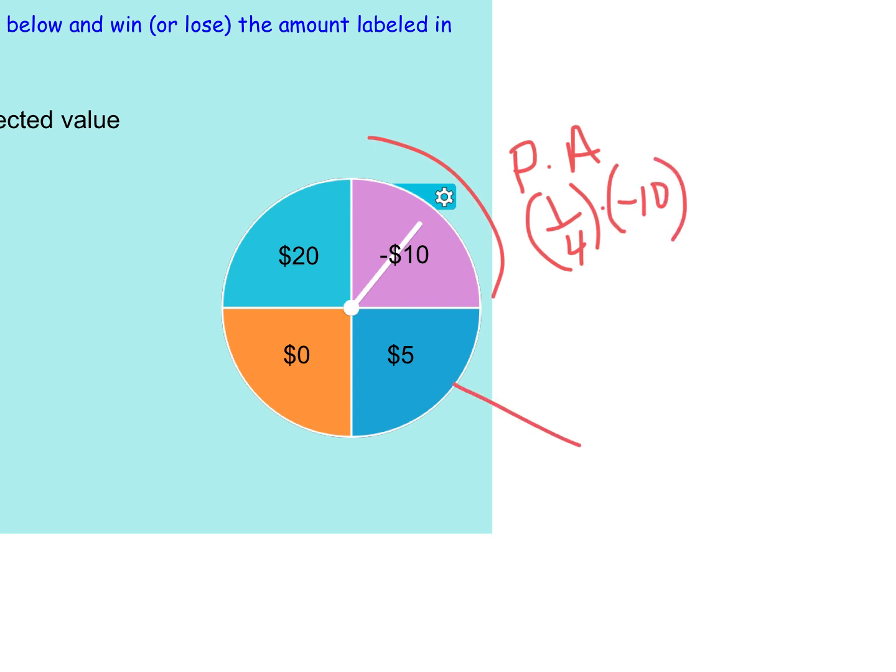What's the probability for this part? 1/4 again. Except this time you get $5. I think you get the idea. Do it the rest of the way. And one of those you don't have to even multiply because hopefully you're smart enough to figure out which one that is. And get your expected value for this game. P times A, add them all up.